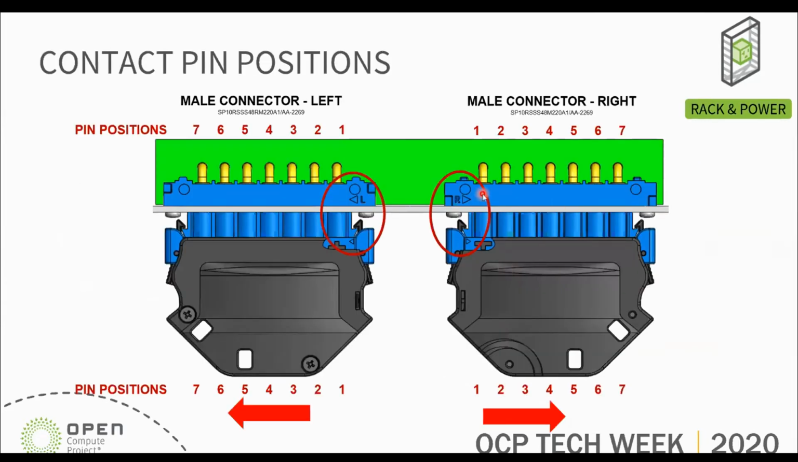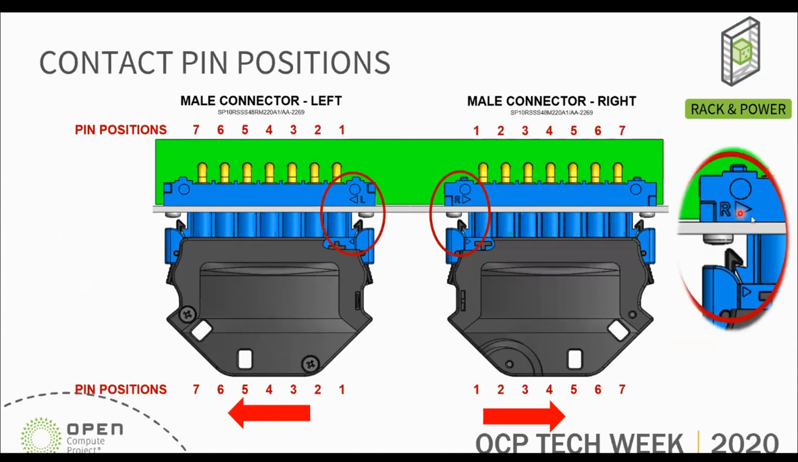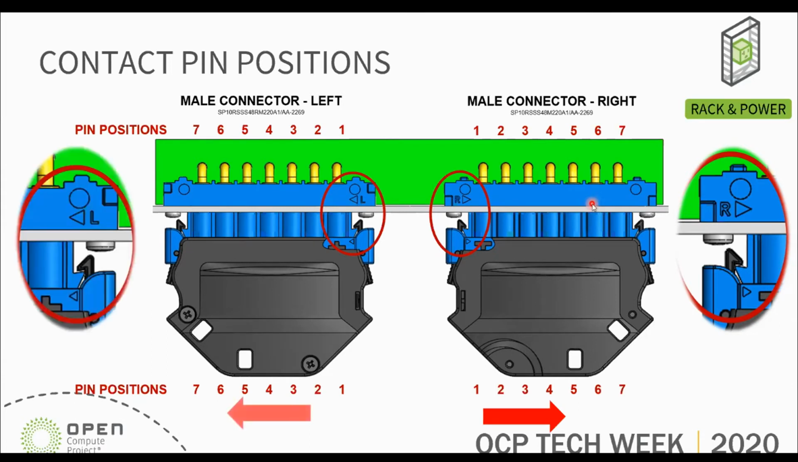If you look at this arrow I just mentioned, and you can see the R on the right connector, this arrow actually indicates the pin position numbering. If the arrow is like this, the numbering starts from left to right this way, and if the arrow is in this direction, it starts from right to left. So we have a clear indication for the male and the left and right connector. We added this as well after the summit.